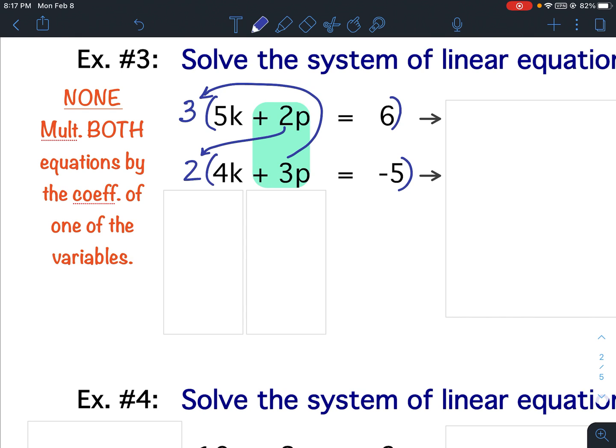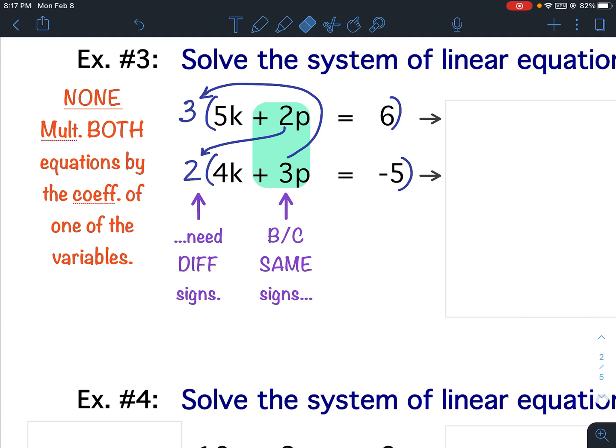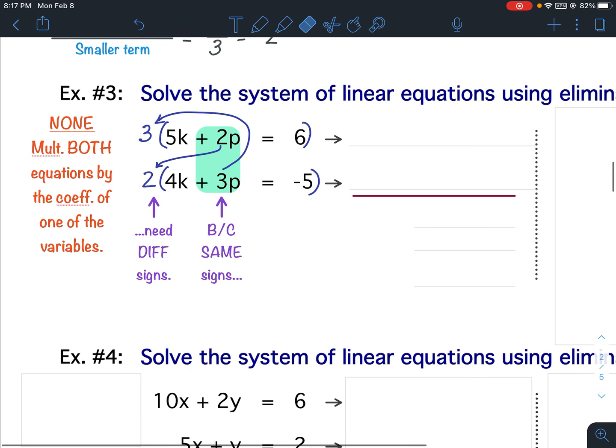Now we have to decide the signs. If you remember, if the original signs are the same, I need different signs on the outside. Otherwise, I'm going to get two positive numbers. So you can decide which you want to make negative. You could make the 3 negative and the 2 positive, or the 2 negative and the 3 positive. It wouldn't matter. So let's make the 2 negative.